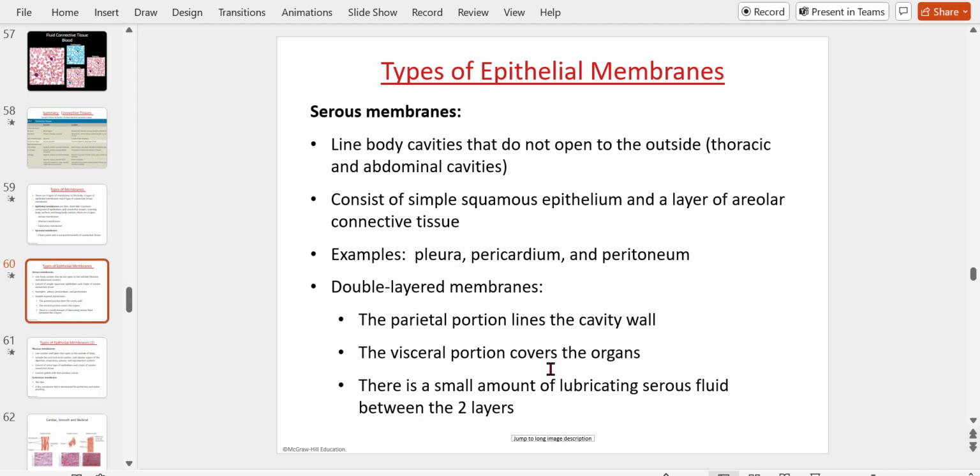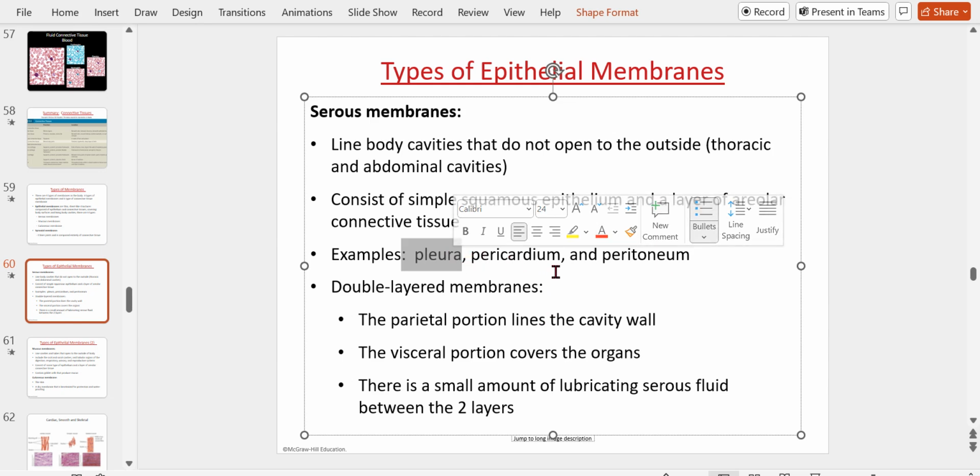Serous membranes line cavities that do not open to the outside, the thoracic and abdominal cavities, and consist of simple squamous epithelium and a layer of areolar connective tissue. Examples: pleura, which surrounds the lungs, pericardium, and peritoneum.